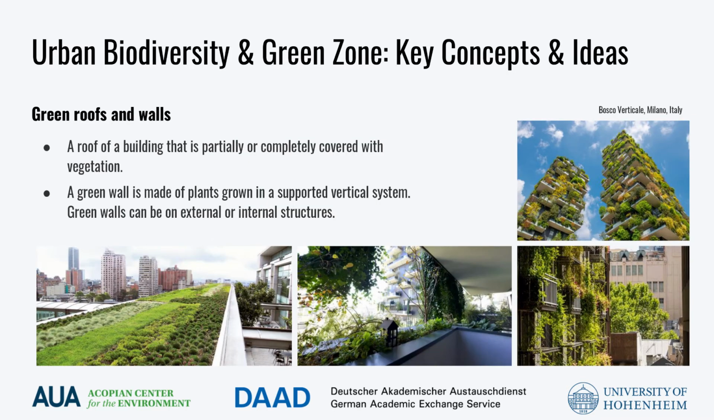Biodiversity can also be hosted on roofs and walls. A green roof is a roof of a building that is partially or completely covered with vegetation. Green roofs can support succulent, herbaceous vegetation, and even shrubs and trees. A green wall is made of plants grown in a supported vertical system. Green walls can be on external or internal structures. Green walls and roofs can enhance and conserve biodiversity by providing food and shelter for animals.